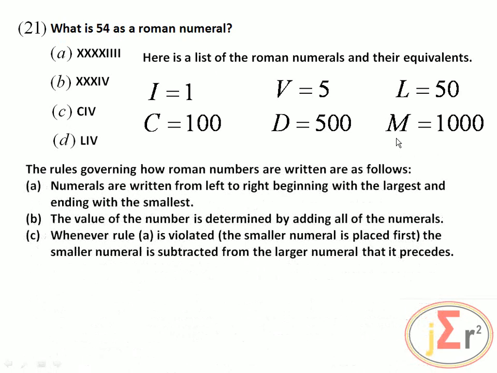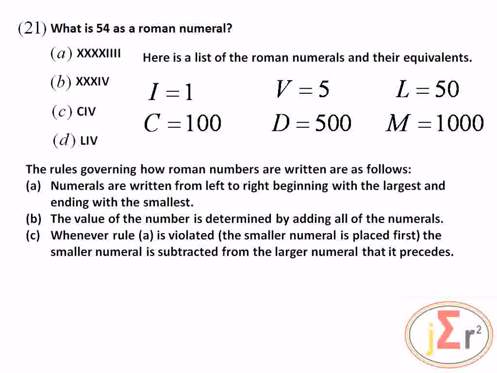The rules governing how Roman numerals are written are as follows. Numerals are written from left to right, beginning with the largest and ending with the smallest. The value of the number is determined by adding all of the numerals. When the rule is violated, in which case the smaller number will be placed first, the numeral is subtracted from the larger numeral that it precedes.